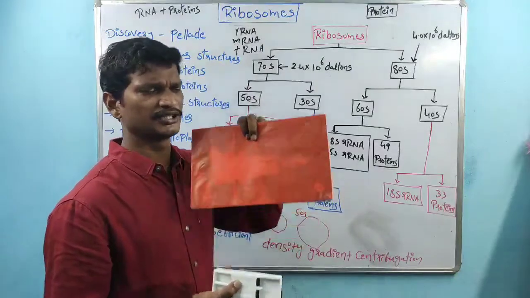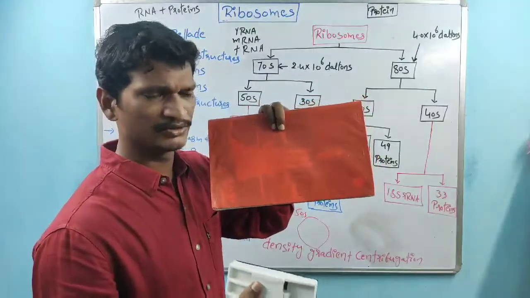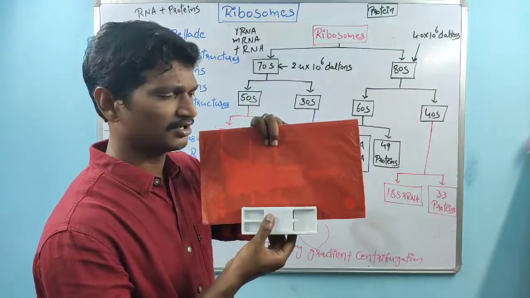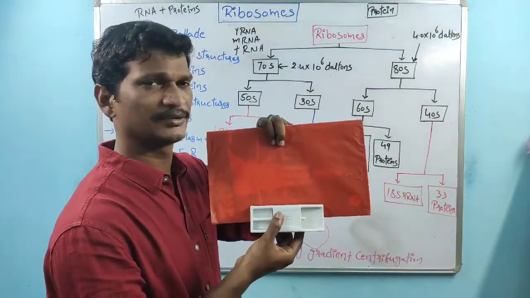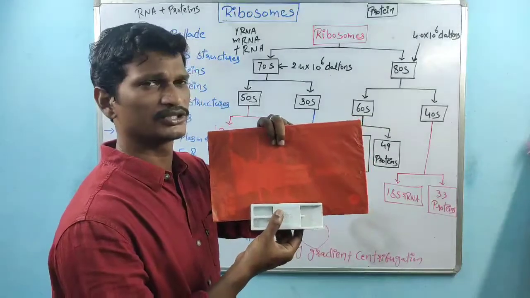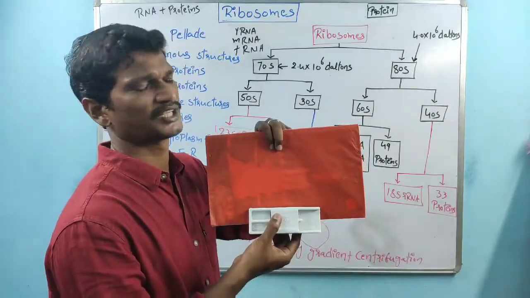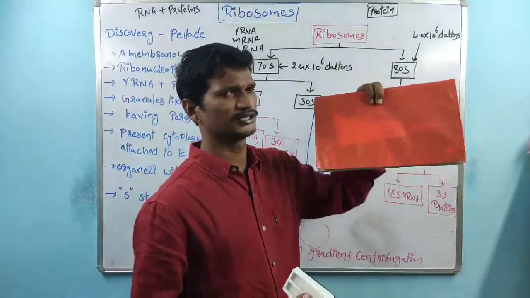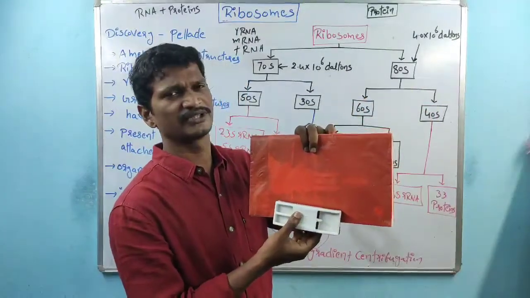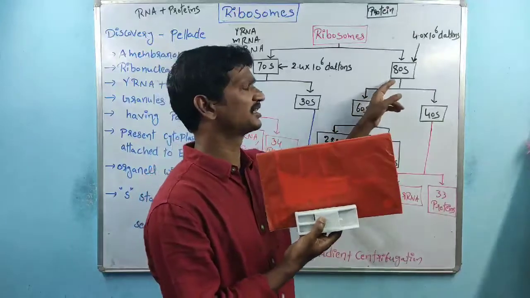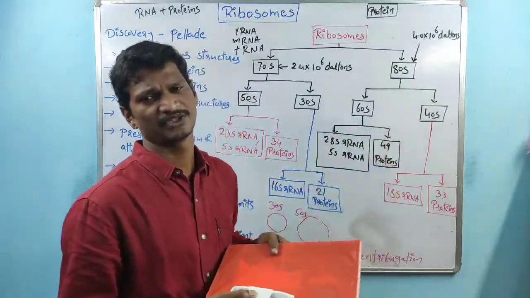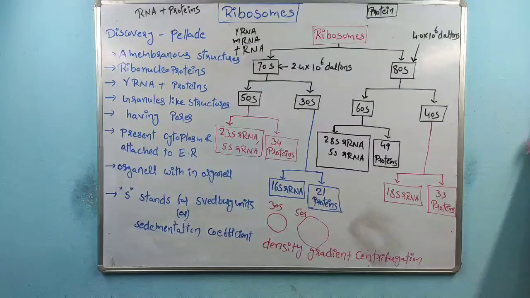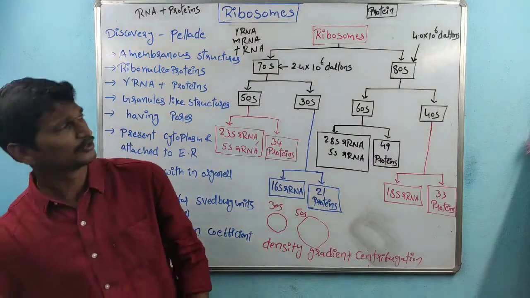Simple phenomena. This is the individual 50S, this is the individual 30S. If the binding takes place, the surface area of the 50S and 30S subunits is decreased. Once the surface area is decreased, the Svedberg units are decreased. Here also the same thing: 60 plus 40, the surface area is decreased. The Svedberg units are decreased to 80, right? That is about the ribosomes.